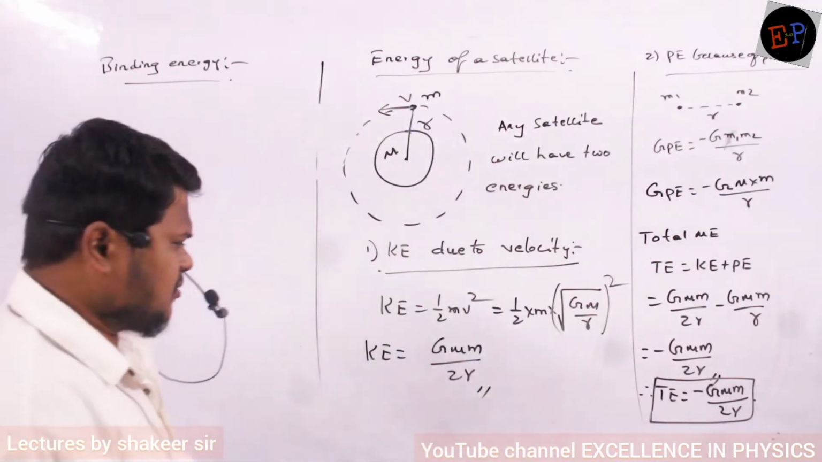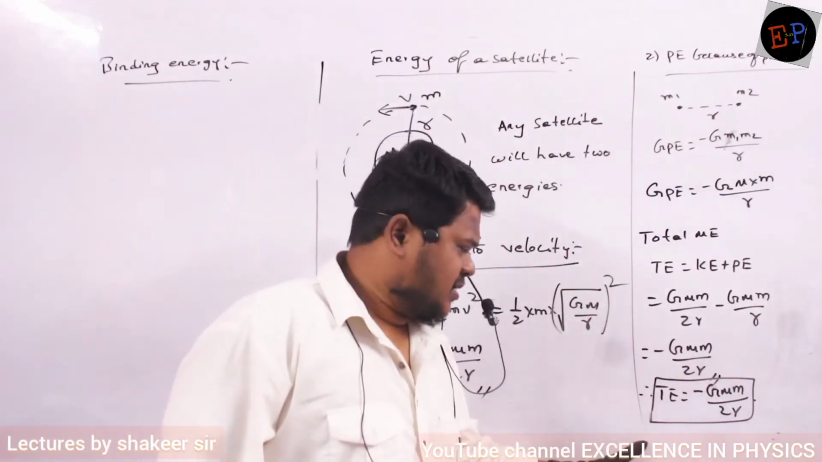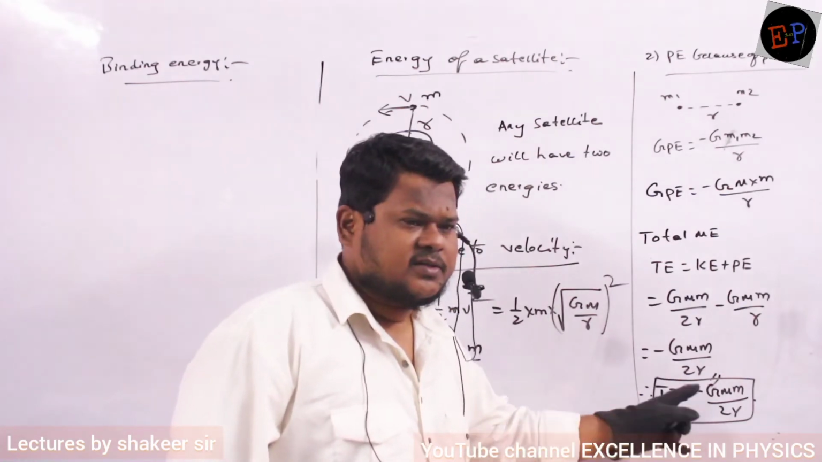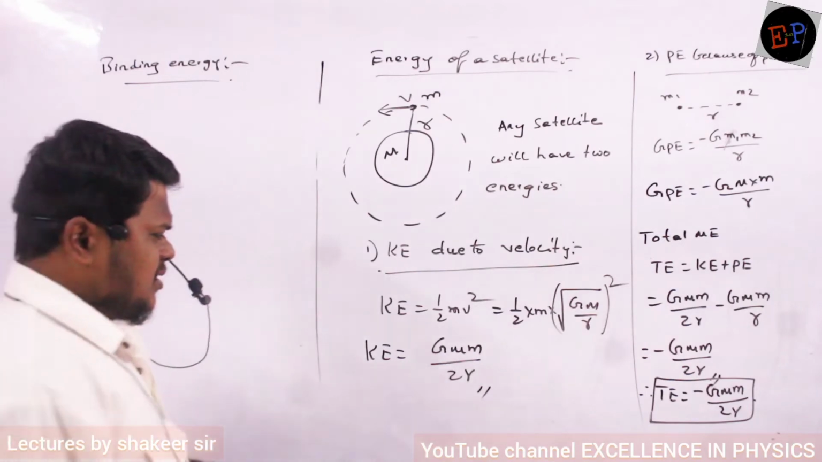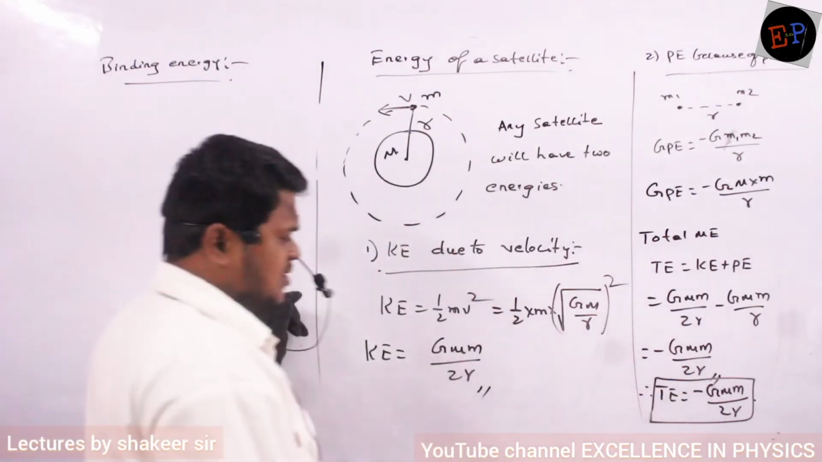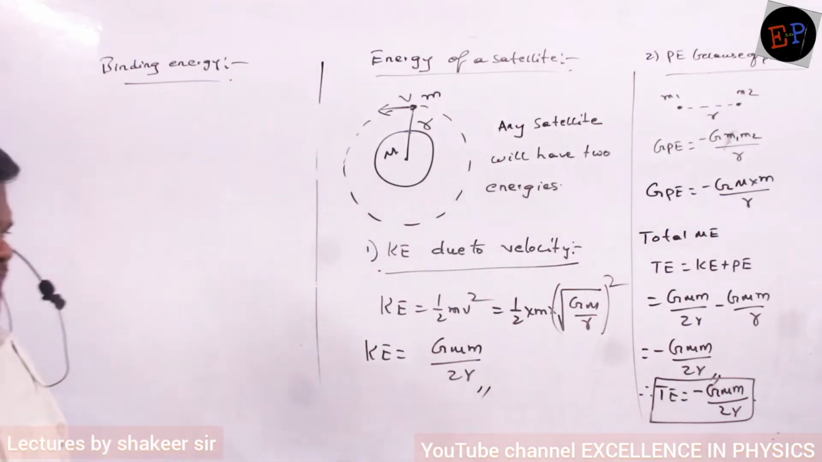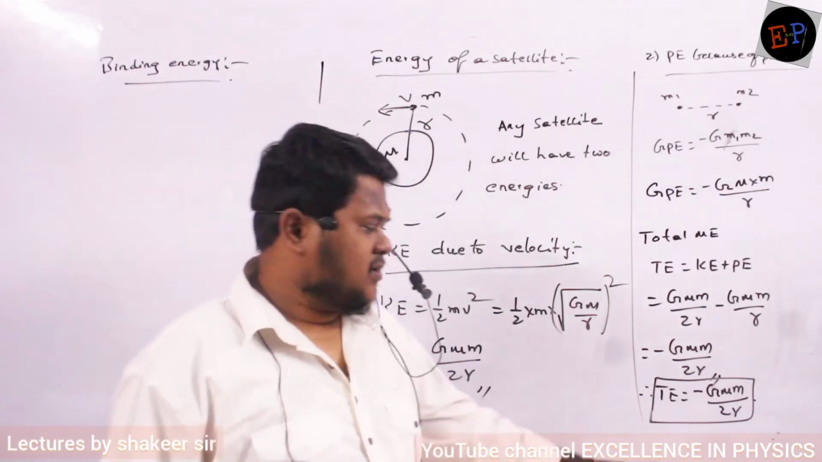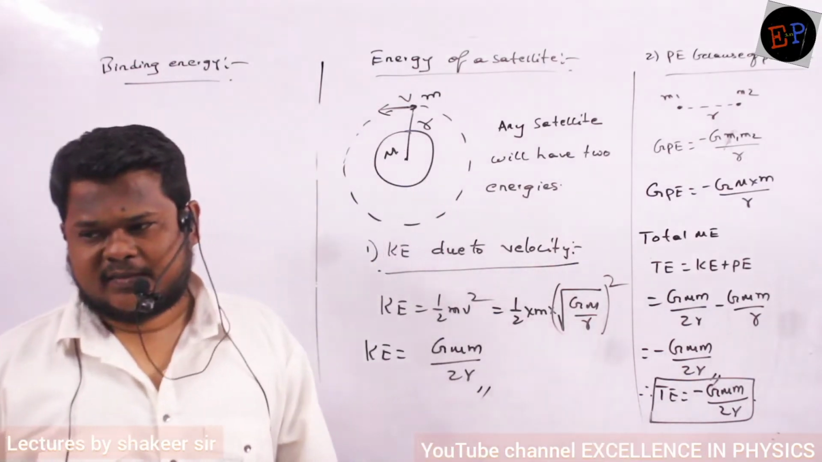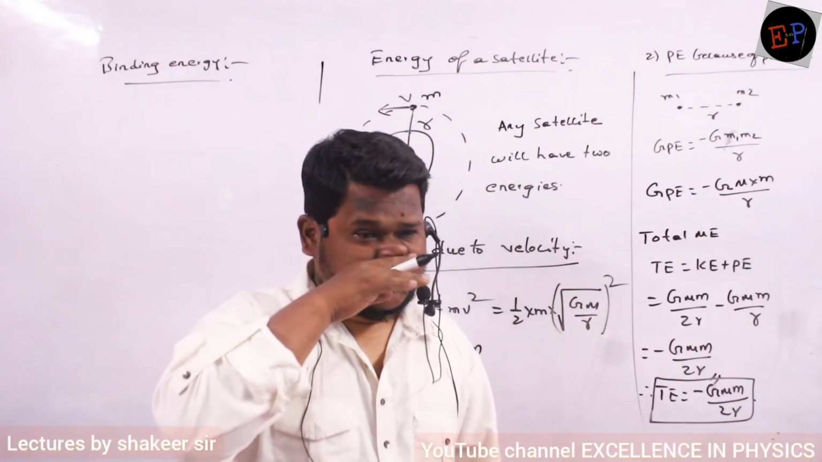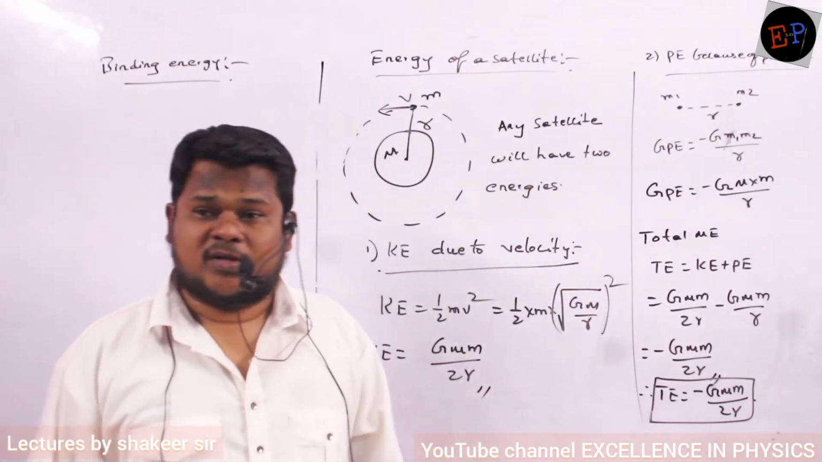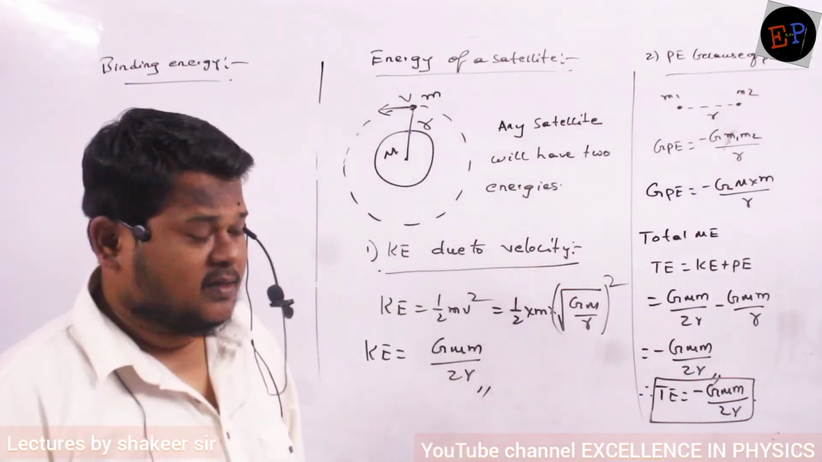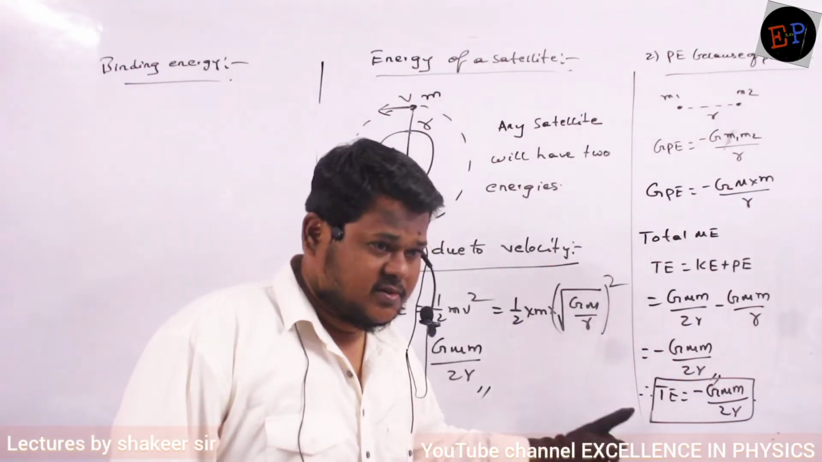I have calculated the total energy. How much is the total energy? Minus G small m into capital M divided by 2R. Now here I got a negative symbol. What does the negative symbol represent? In chemistry also we have studied the energy of the electron in Rutherford's model as well as Niels Bohr's model. There also we studied the same concept.